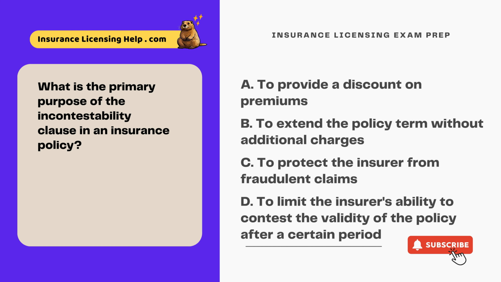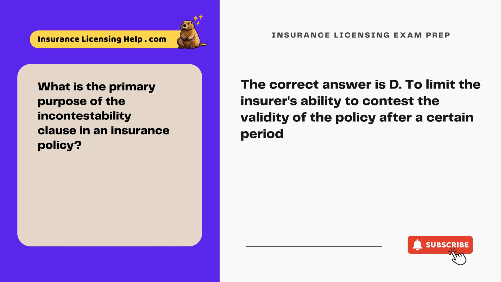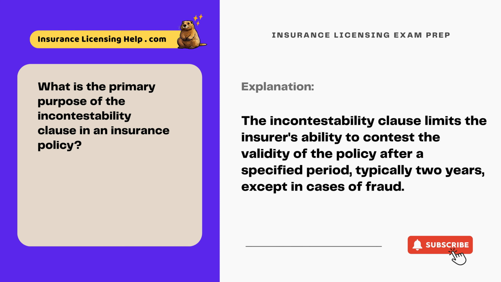What is the primary purpose of the incontestability clause in an insurance policy? A. To provide a discount on premiums. B. To extend the policy term without additional charges. C. To protect the insurer from fraudulent claims. D. To limit the insurer's ability to contest the validity of the policy after a certain period. The correct answer is D. To limit the insurer's ability to contest the validity of the policy after a certain period. The incontestability clause limits the insurer's ability to contest the validity of the policy after a specified period, typically 2 years, except in cases of fraud.